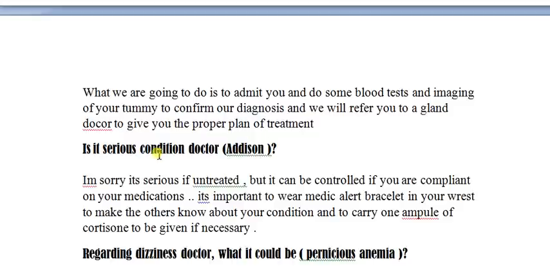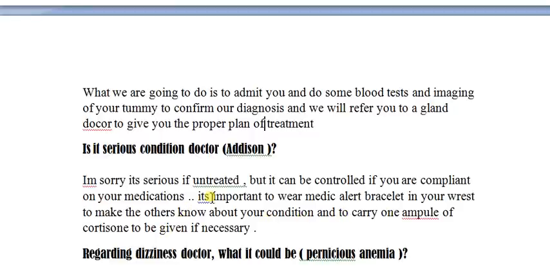So now, is it a serious condition, doctor? If the patient asks you, is this condition serious, doctor? I'm sorry to tell you that it is a serious condition if untreated, but it can be controlled if you are completely compliant with your medications. It's important to wear a medical alert bracelet on your wrist to make others know about your condition, and to carry one ampoule of cortisone to be given if necessary.